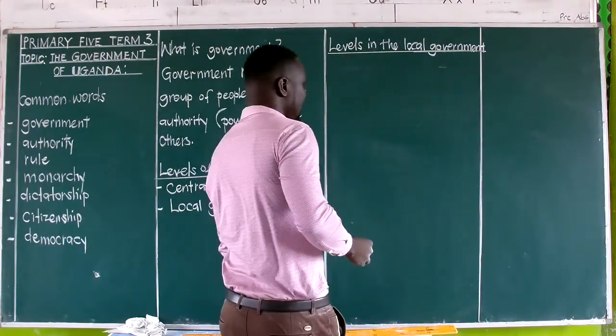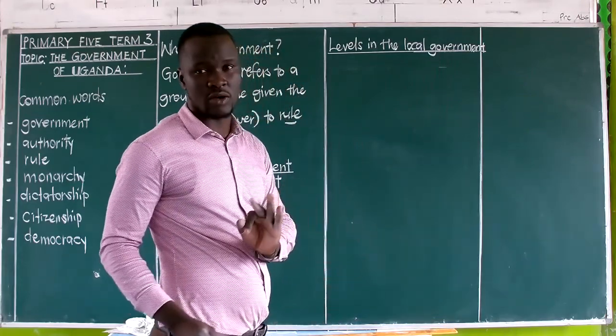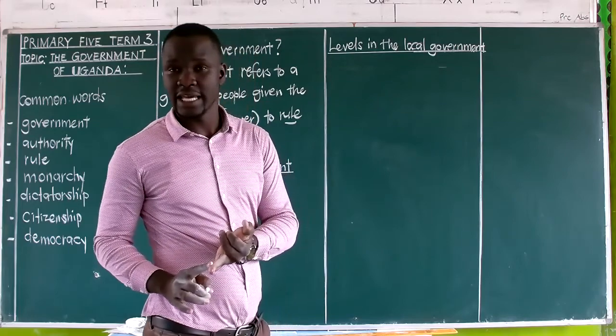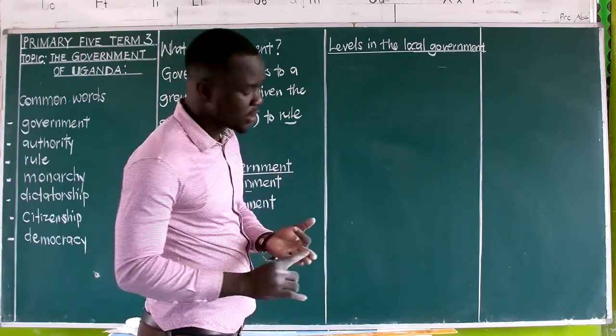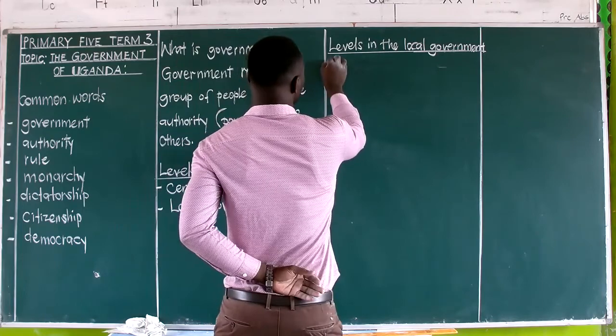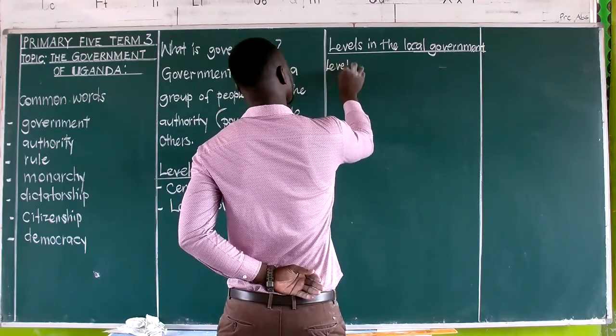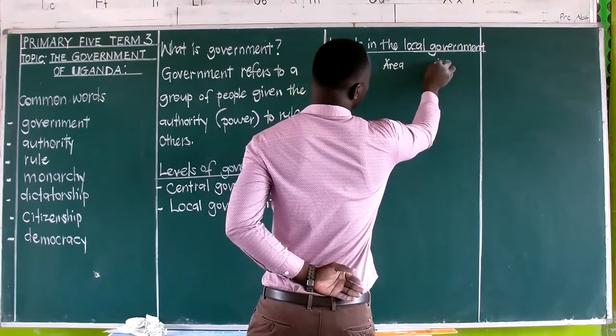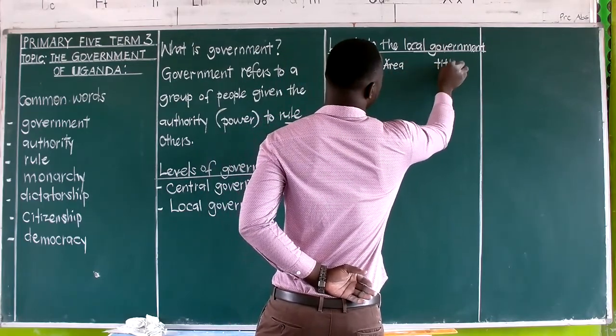So here on our table, we have 3 columns. The first column gives us the level, then the other one gives us the area, and then the title of the political leader. So we have the level, area, and then the title given to that political leader.